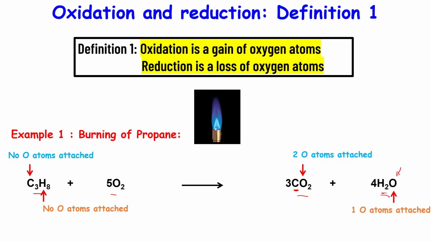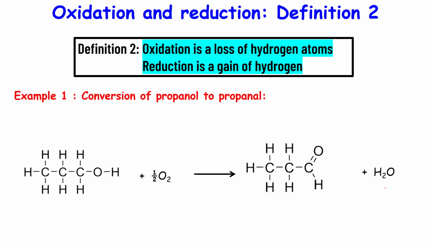The second definition deals with hydrogen atoms. The way it is defined is oxidation is defined as loss of hydrogen atoms and reduction is defined as the gain of hydrogen atoms. And this is again something that we usually see in organic chemistry. In this case, we have chosen propanol as our example compound. Propanol is an alcohol. As you can see here, it has an OH group over here. And then at the end of the reaction, it's getting converted to an aldehyde, which contains this C double bond O H group over here.